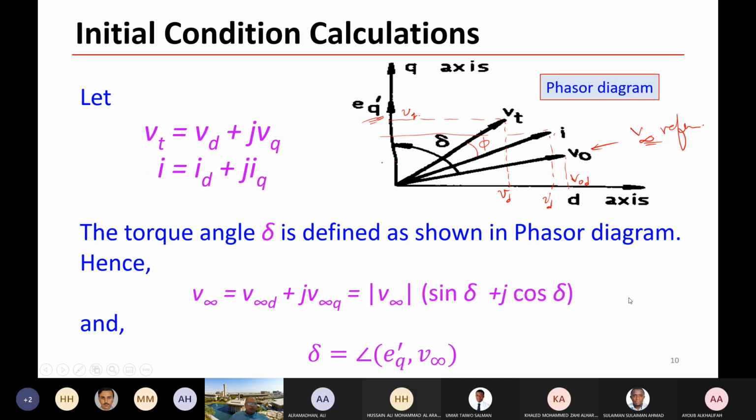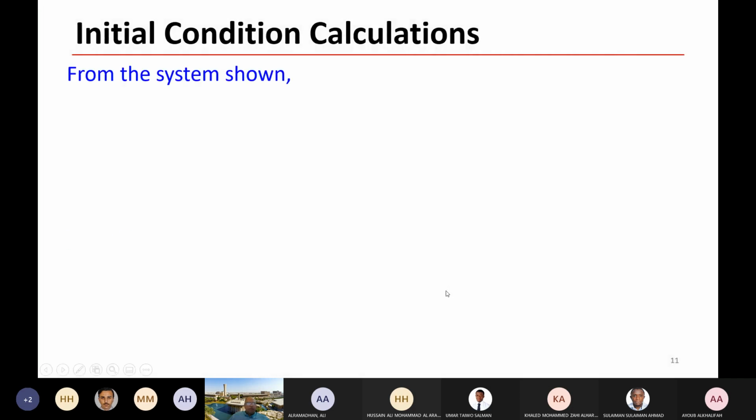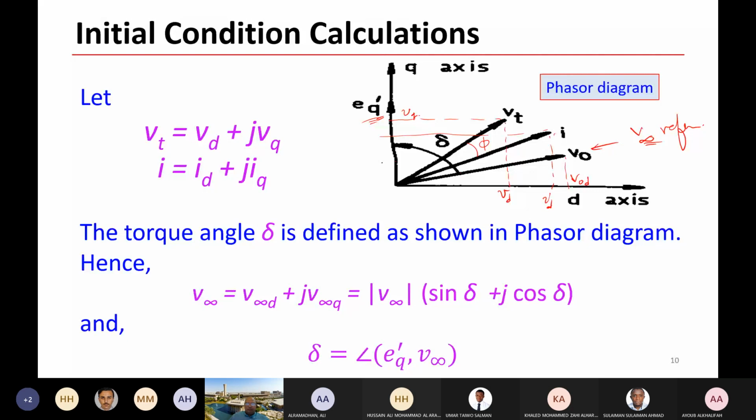If you have any question, don't hesitate to ask, and don't skip anything unclear. Okay, so Hussein. Yes, Doctor. In the previous slide, we usually have the V infinity as a reference with zero angle. But now I see there is an angle between the V infinity and the D axis. Yes, there is.